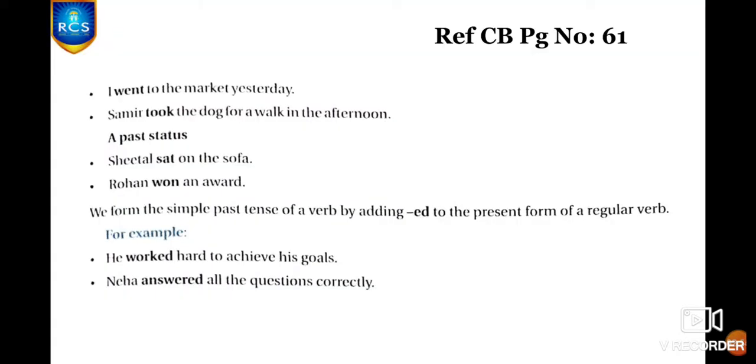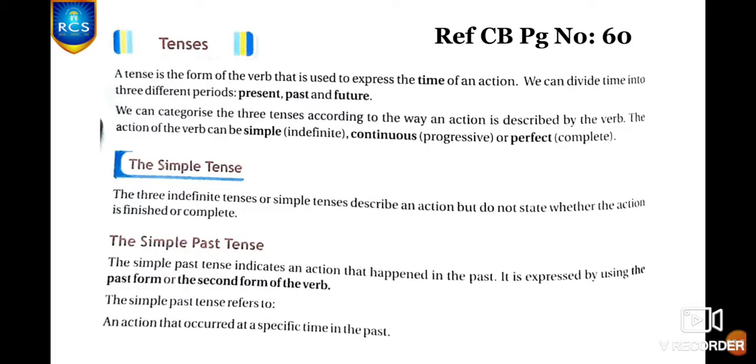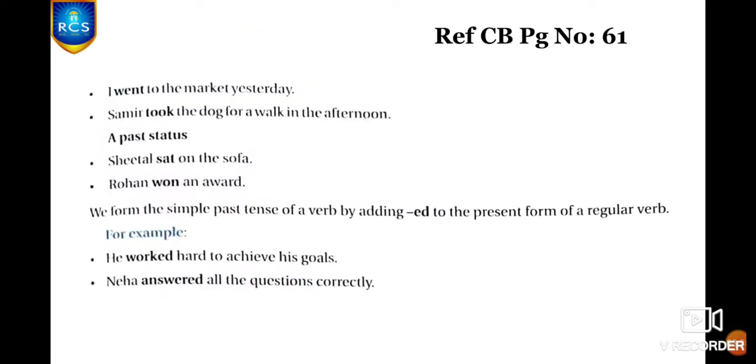For example, I went to the market yesterday. Samir took the dog for a walk in the afternoon. Sheetal sat on the sofa. Rohan won an award. We form the simple past tense of a verb by adding ed to the present form of a regular verb. For example, he worked hard to achieve his goals. Neha answered all the questions correctly. And what is the form of the simple past tense? Subject plus second form of the verb.